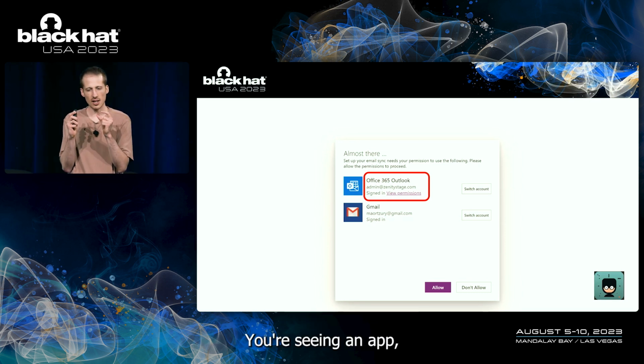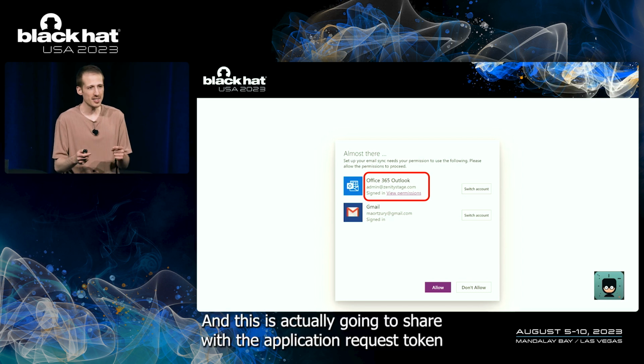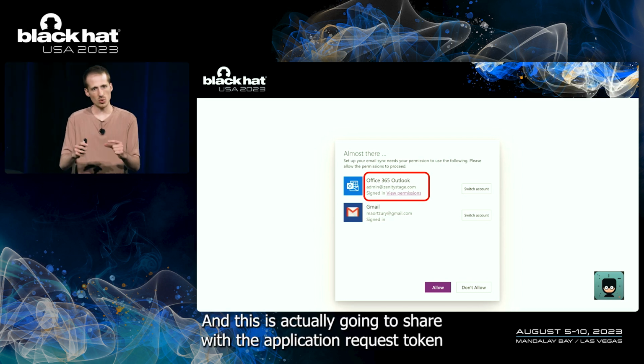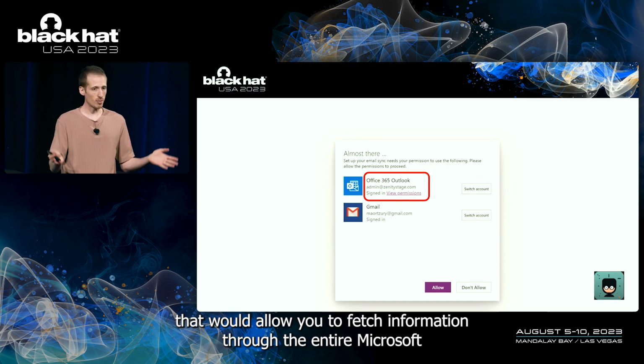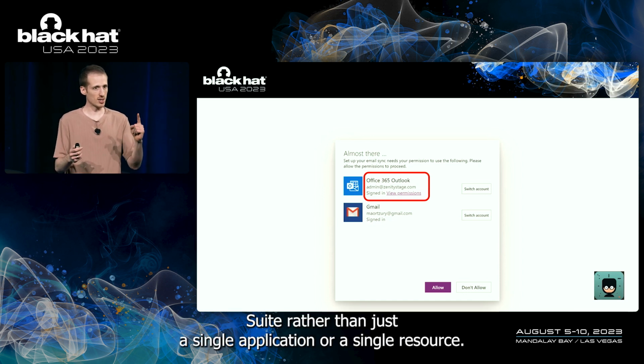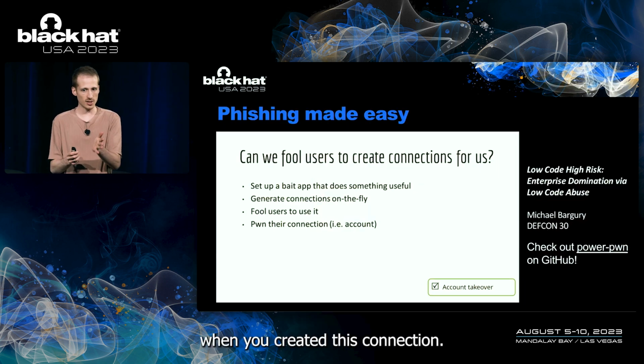You're seeing an ask to use your identity, in this case, your Outlook identity. And this is actually going to share with the application a refresh token that would allow you to fetch information through the entire Microsoft suite, rather than just a single application or a single resource. This is full on all of the permissions that you have provided when you created this connection.